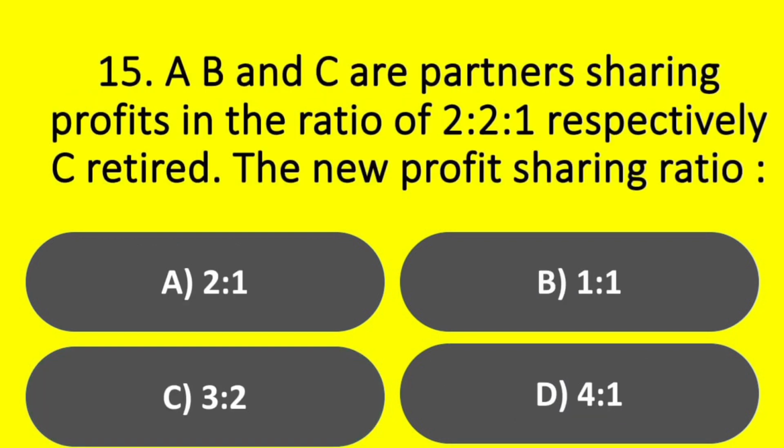A, B and C are partners sharing profit in the ratio of 2:2:1 respectively. C retired. The new profit sharing ratio: option A, 2:1; option B, 1:1; option C, 3:2; option D, 4:1. Answer: option B, 1:1.